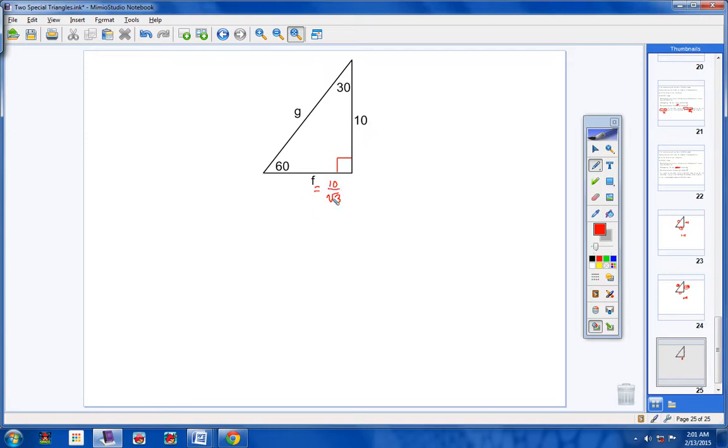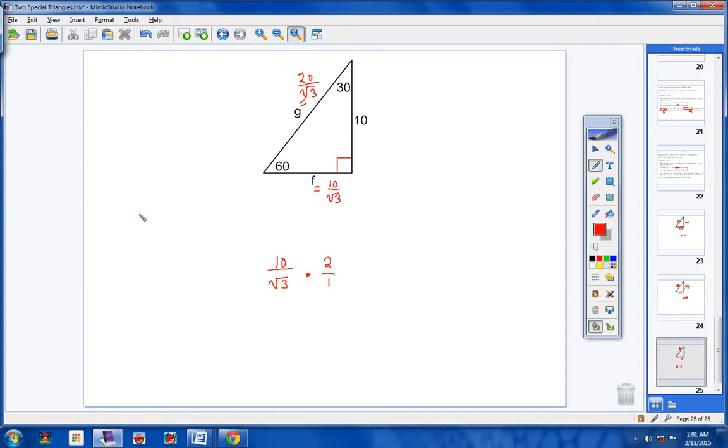Now once you know the shorter leg, you know how to find the hypotenuse. You multiply this by 2. So 10, don't panic over this, guys, it's pretty easy. 10 over the square root of 3 times what? 2 over 1. And so G would equal 10 times 2 is 20. Square root of 3 times 1 is square root of 3. And that's it. Guys, I hope this has made sense.